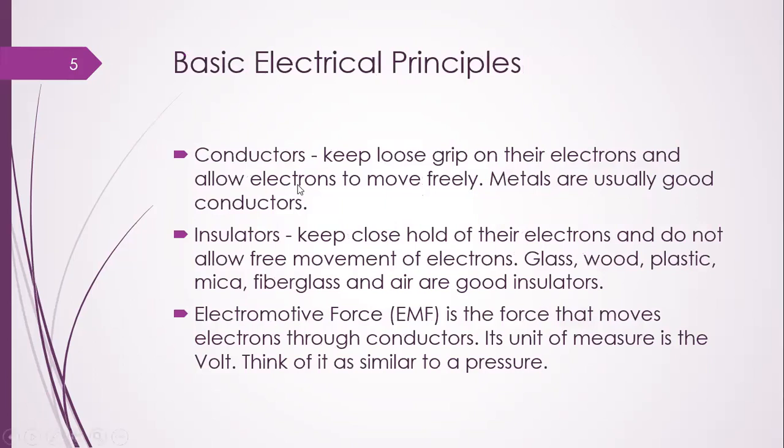Basic electrical principles: conductors keep a loose grip on their electrons and allow electrons to move freely. Metals are usually good conductors, and metals are copper, iron, etc. Insulators keep a close hold of their electrons and do not allow free movement of electrons. For example, glass, wood, plastic, mica, fiberglass, and air are good insulators. So these are the insulators.